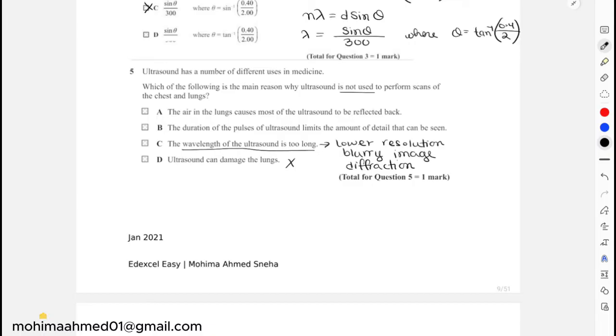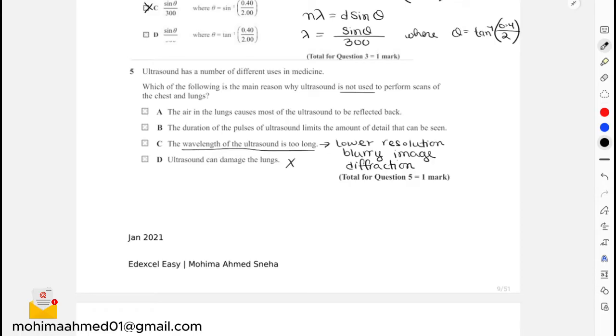For part B, it says the duration of the pulses of ultrasound limits the amount of detail that can be seen. That is again not correct, because if that was the case, I would not be using this for other parts, right? Duration of the pulses should not be considered a problem, because the time between pulses should be very large, right? After releasing the first pulse, I will not release the second pulse until I receive the reflection of the first pulse. So the duration between each pulse should be extremely large to prevent mix up of the reflected waves. Okay, that is again not correct.